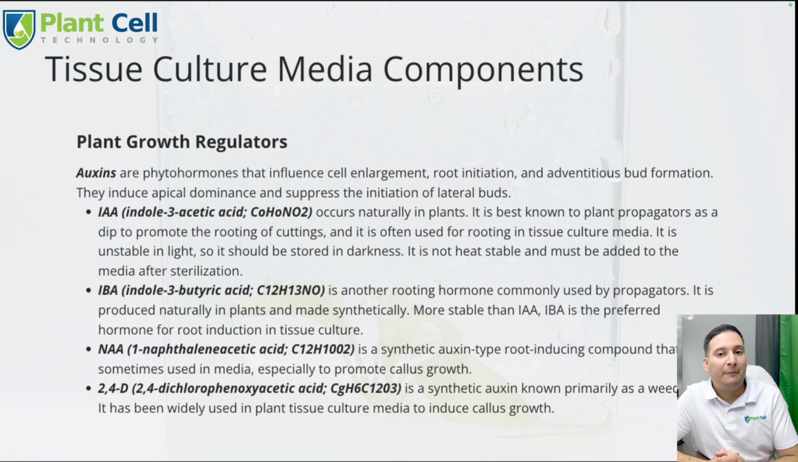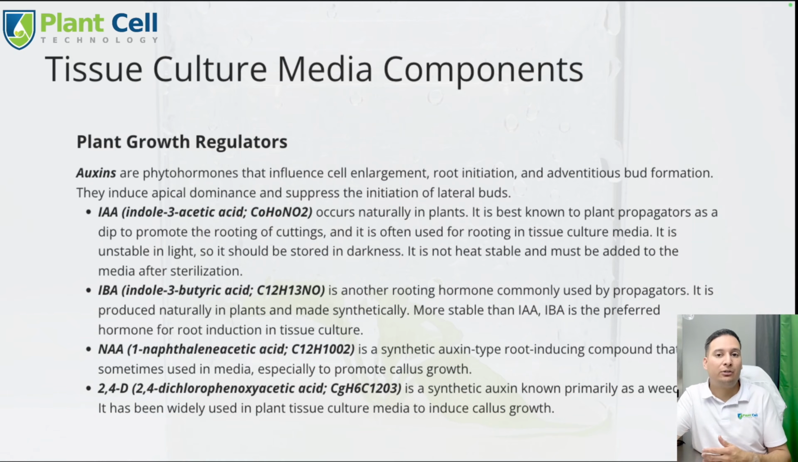Some of the auxins we have are IAA, which occurs naturally in plants. It is best known as a plant propagator. When you purchase rooting hormone, whether powder or gel, if you look at the ingredients, it's most likely going to be IAA. This is a great rooting hormone that is used in traditional cloning and also in tissue culture.